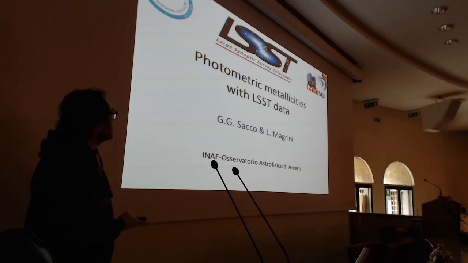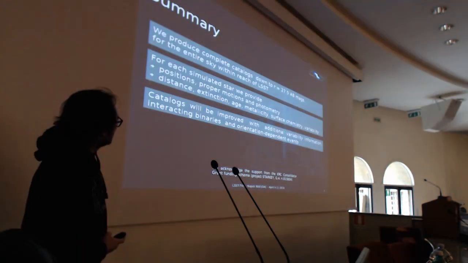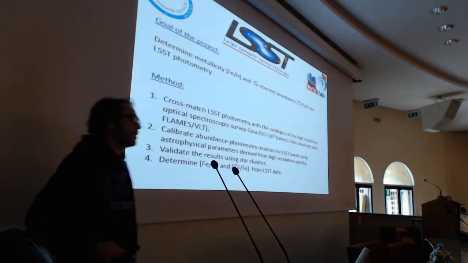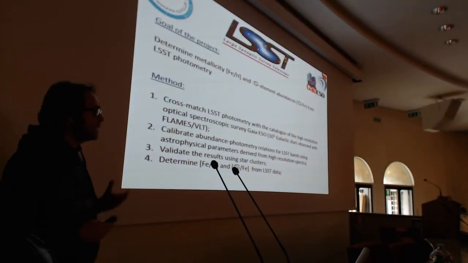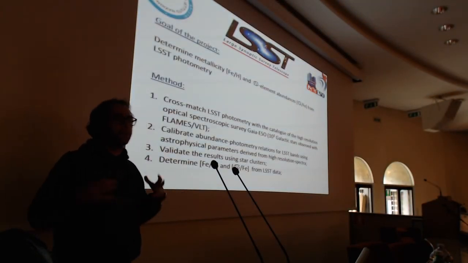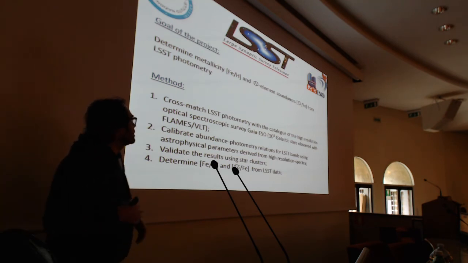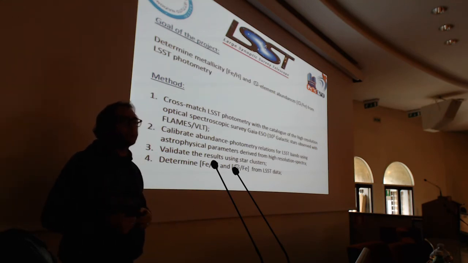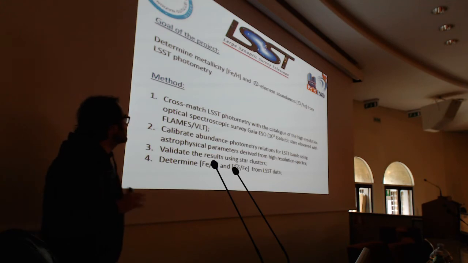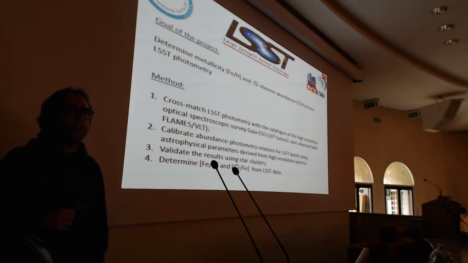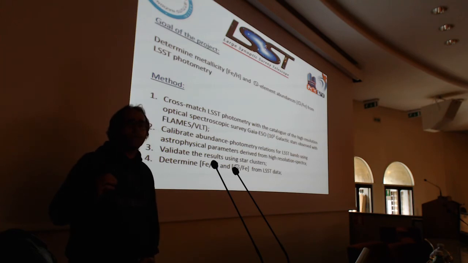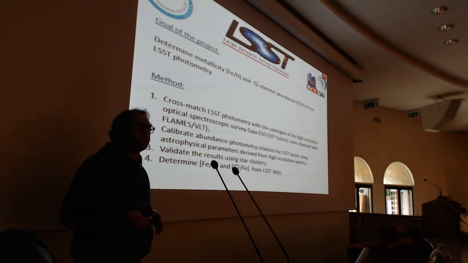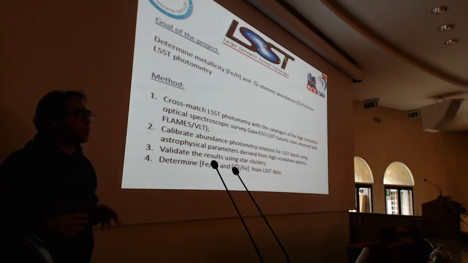So in the context of LSST, at the moment our goal is to derive a relation between photometry and abundances, so metallicity and alpha element abundance. In particular, what we want to do is refine the method to derive metallicity from photometry and calibrate this method using the Gaia-ESO survey.